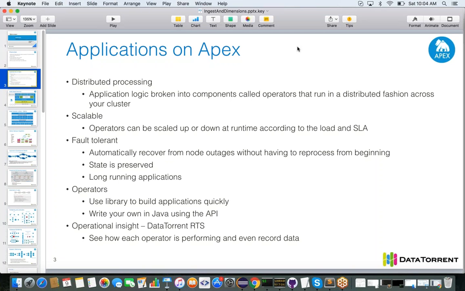Apex gives you strong fault tolerance guarantees. Apex can automatically recover from node outages. Apex applications can recover from node outages, and they don't have to start from the beginning. Apex utilizes an incremental checkpointing mechanism. So the most you would reset is till the last checkpoint. Typically, checkpoints occur every 30 seconds, so it's not a large recovery state.